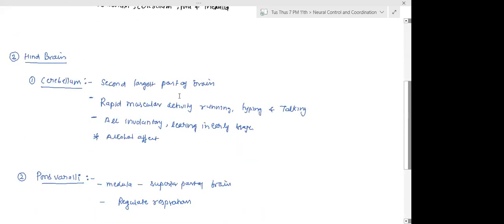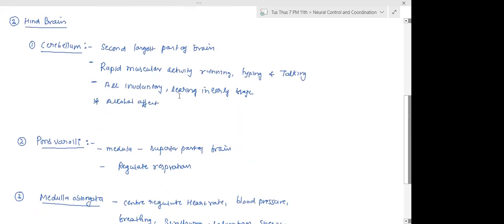Now hindbrain means the back part of the brain. The functions of the hindbrain are very important, right? Generally, examiners ask about these functions, right? We have already discussed that we divide it into cerebellum, pons, and medulla. Cerebellum is a Latin word meaning a small cerebrum, a small brain, right?